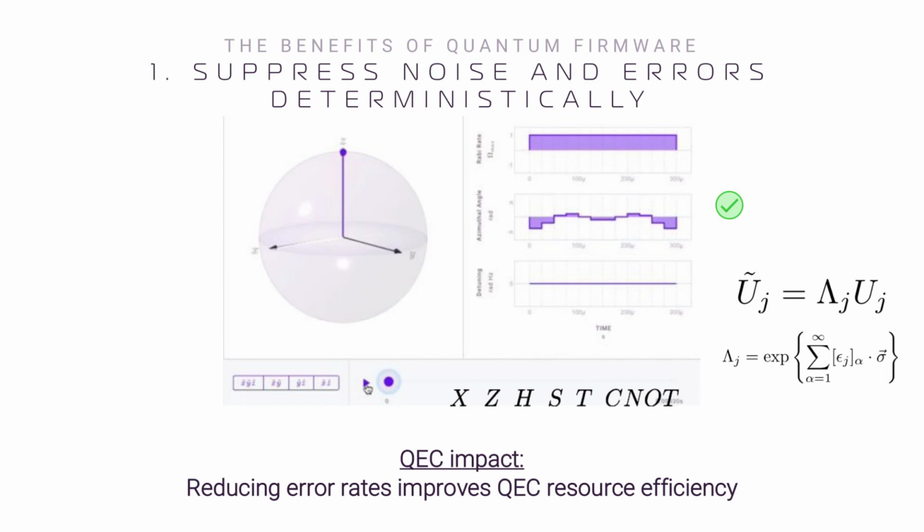This is a well-trod path that's very familiar in, say, EPR or NMR literature, and obviously has been around for a long time in quantum computing. And the impact on quantum error correction is quite obvious, right? We're trying to get below the fault tolerance threshold, and not just below it, but as far below as we can in order to maximize resource efficiency.